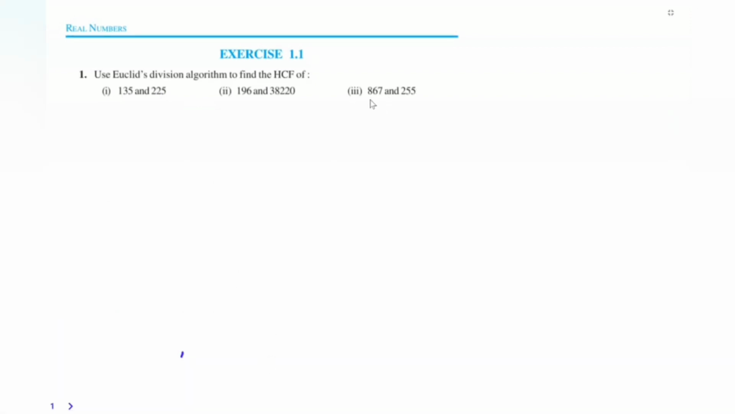Now let us do the third question. Find HCF of 867 and 255 using Euclid's division algorithm. So let us first divide these two numbers with one another. 255 threes are 765. Subtract. You will get 102 as the remainder. So the first step of using division algorithm is 867 is equal to 255 times 3 plus remainder 102.